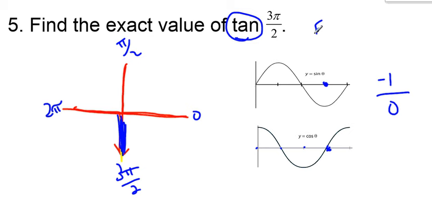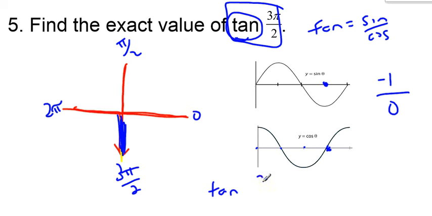And we know that tan is equal to sine over cosine. So it's -1 over 0. Oh, I can't divide by 0. And that means that there actually is no answer to tan 3 pi over 2. It's actually what we call undefined. And if you were to try to type that into your calculator in radian mode, your calculator would say math error because, hey, you can't do it. It's dividing by 0, and that's not allowed.